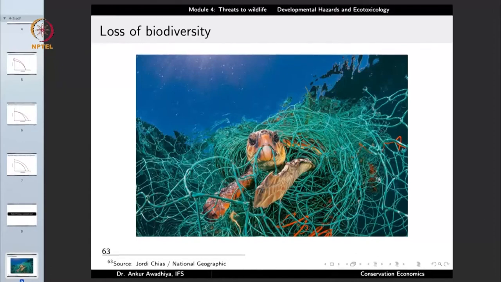So this is an example of the hazard of having an economic growth without development. Because if there was development, if people were made more aware of what are the negative impacts of doing this trashing, then probably they would have refrained from throwing this net out. They would have disposed of it more properly. But if there is no development, if there is a lack of awareness or education, then this is what happens. One hazard is the loss of biodiversity.